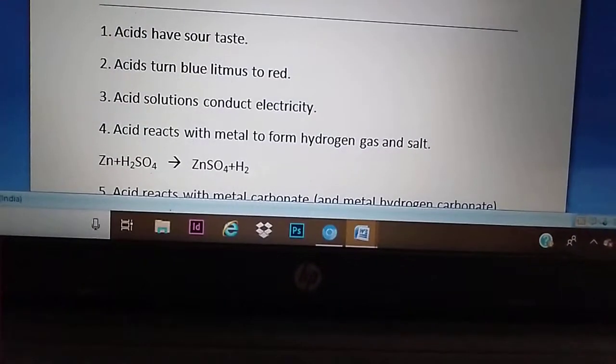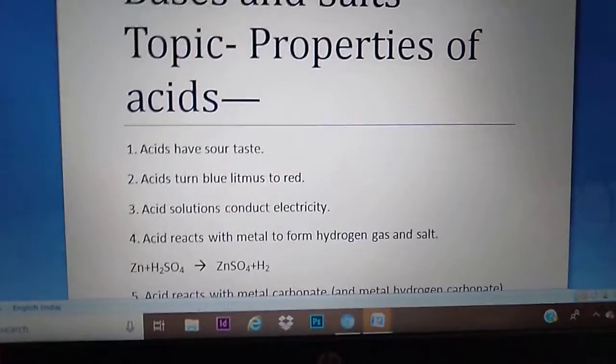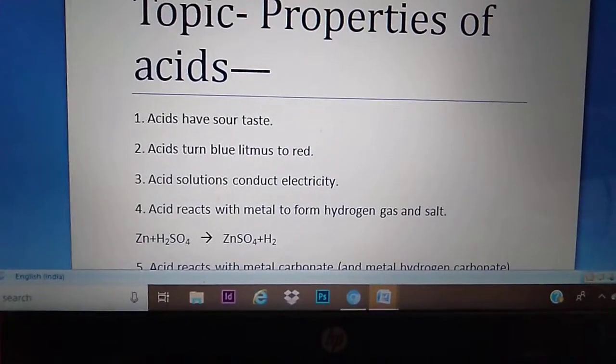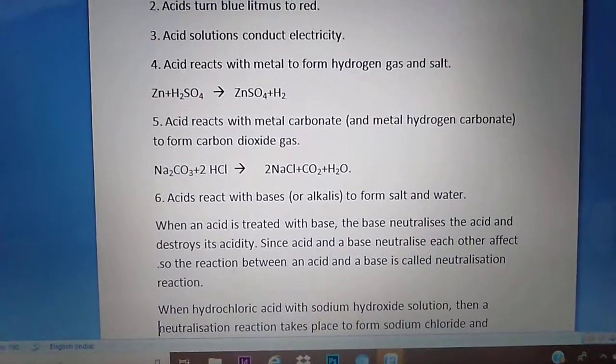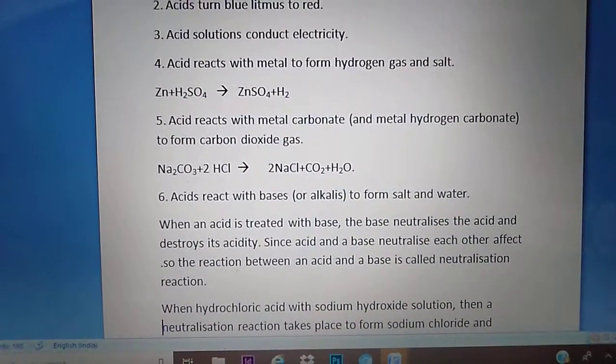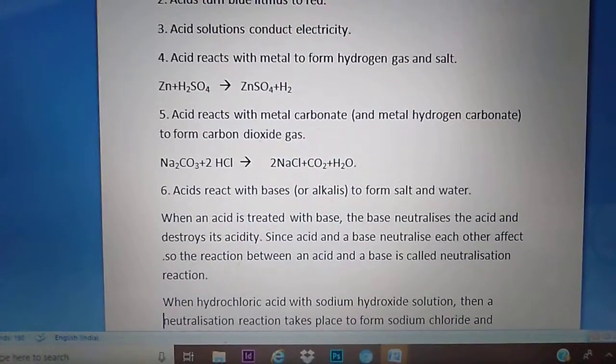Acids have a sour taste, then acids turn blue litmus to red color, then acid solutions conduct electricity, that means they are electrolytes. Okay, all those solutions which conduct electricity and dissociate into ions are known as electrolytes. So acids are good electrolytes because they have ions in them.